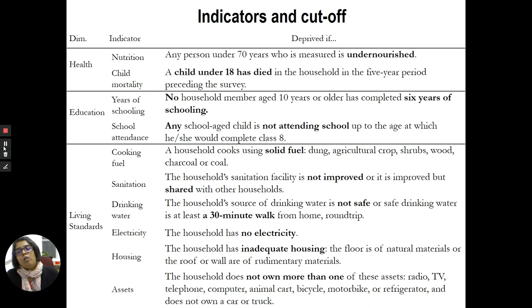It should be noted that for indicators related to health and education, each household member may be identified as deprived or not deprived according to information that is provided by other household members. In such cases, we assume the negative effects of not achieving certain outcomes are shared within the household. Across living standards, we identify individuals as deprived if their household uses solid fuel for cooking, uses unimproved or shared sanitation facility, consumes drinking water from unsafe source or the source is at least a 30-minute round trip walk, has no electricity connection, has inadequate housing, and does not own more than one of the 8 small assets that are considered as part of the Global MPI.